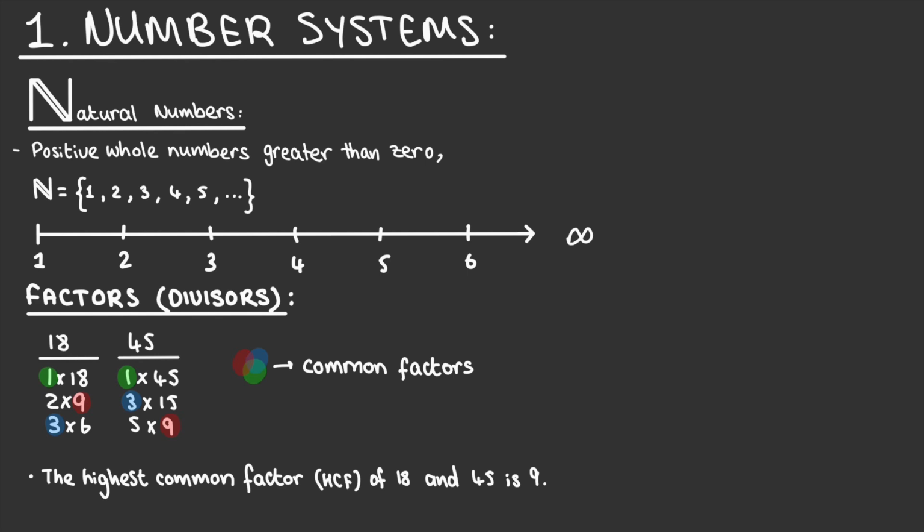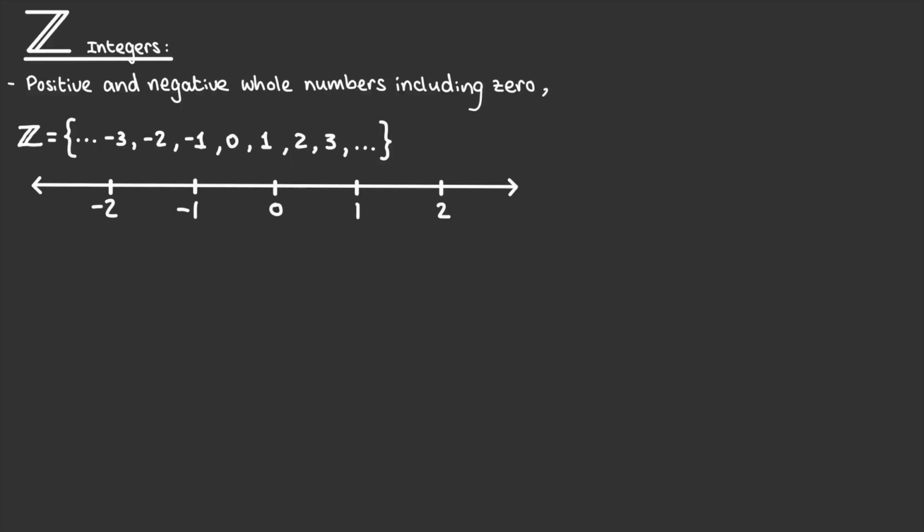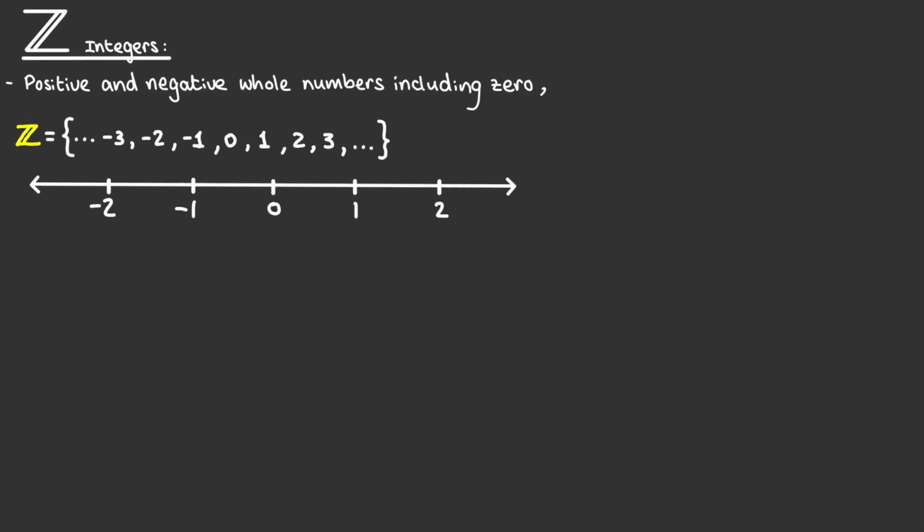So this is the end of the first part of number systems. In this section, we've covered natural numbers and factors or divisors. In the next section, we will look into integers, multiplication and division of two integers, and the order of operations. The set of integers contains all of the positive and negative whole numbers, including 0. The set of integers is denoted by the letter Z.